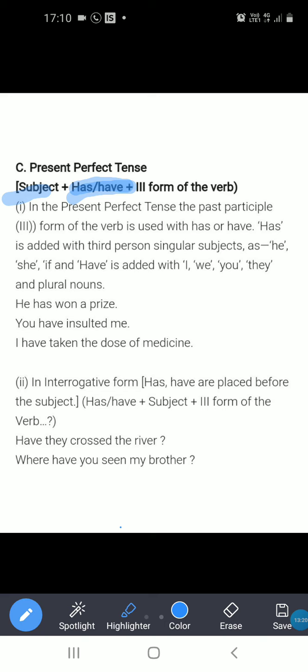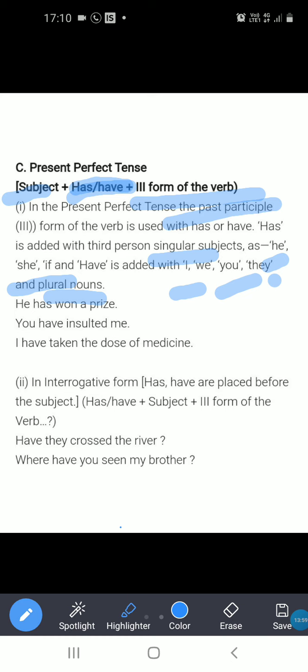Okay. So here we have to know that we use has with singular nouns and have with plural nouns. What are singular nouns? He, she, it. And what are plural nouns? I, we, you, they are all plural nouns or pronouns. And in this present perfect tense, the past participle form of the verb is used. Past participle, that is called the third form of the verb.